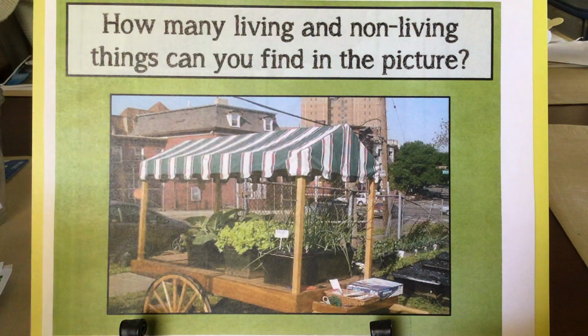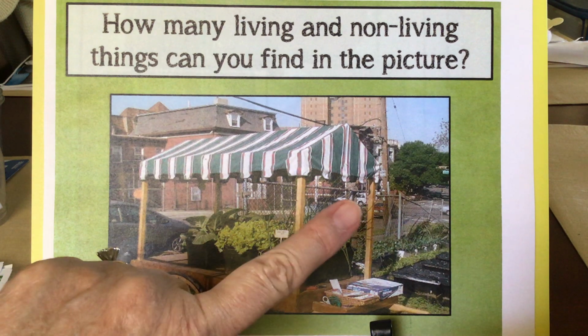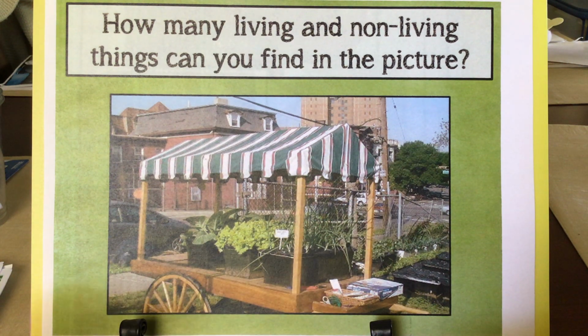Let's look at one more picture. How many living and non-living things can you find in this picture? Well, non-living, let's see. I see the wagon. I see the canopy and the wheel and a car, and I see several buildings. Those are all non-living things. Oh, I even see a pair of scissors. But I also see lots of different kinds of vegetables and fruits. All are plants. I see a tree. I see some grass. Those are all living things.